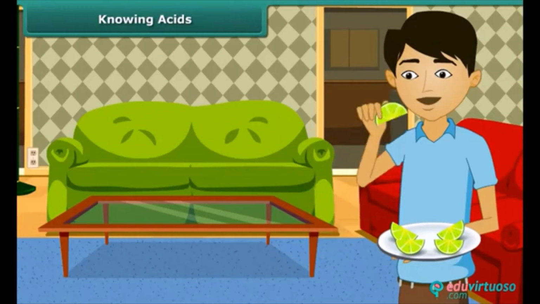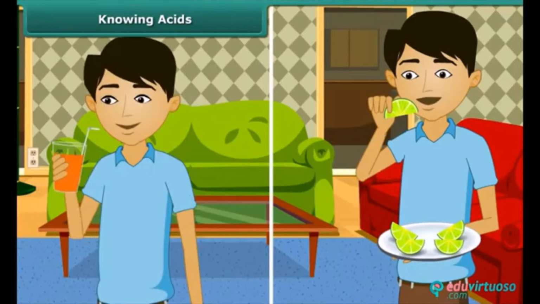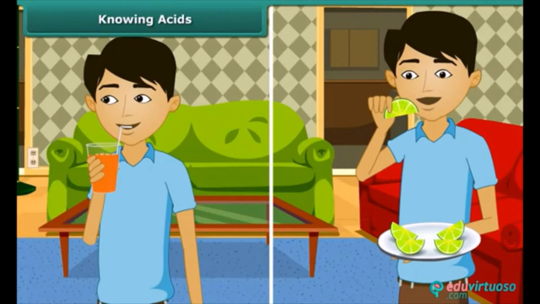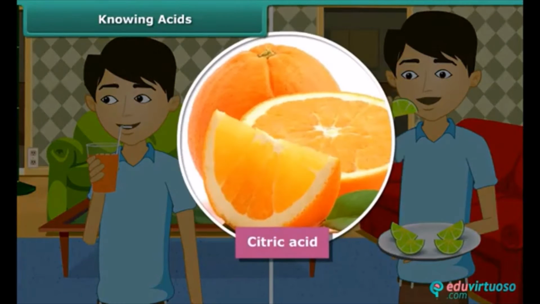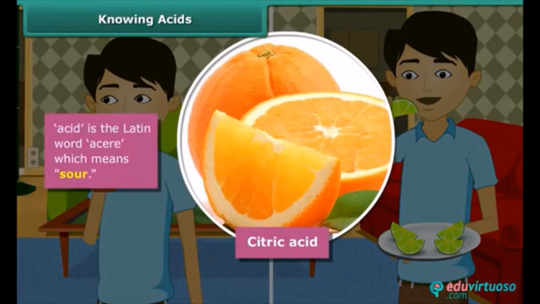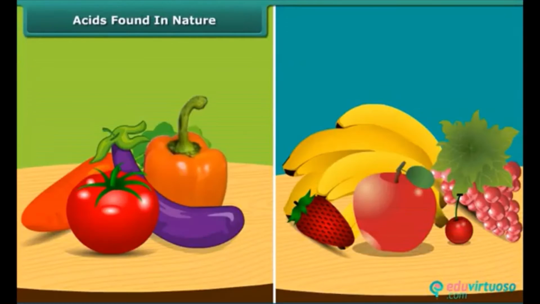Many of us like the sour taste of food. You must have noticed that sometimes the juices we sip are sour in taste. Generally, sour tasting substances contain acids. Some fruits contain citric acid, which is sour in taste. The origin of the word acid is the Latin word acer, which means sour. Acid is found in natural substances like fruits and vegetables.